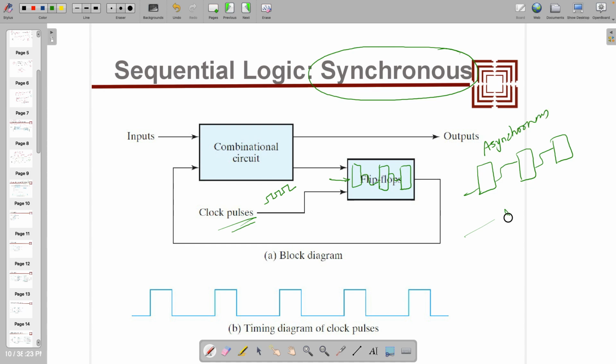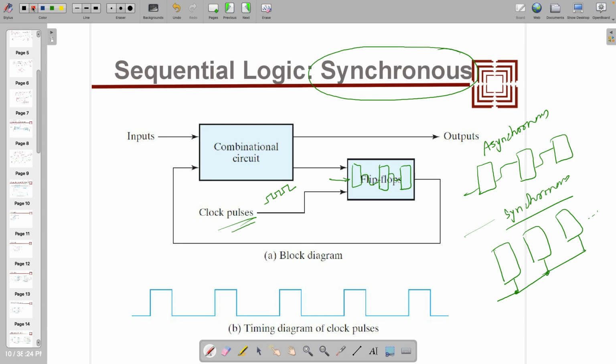For the case of synchronous, as I have drawn over here, you are applying the clock simultaneously to all the flip flops together. It's not derived from anywhere, it's tied together. So as many number of flip flops you have.